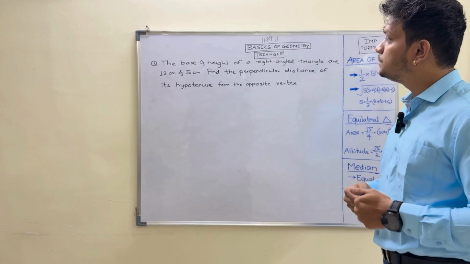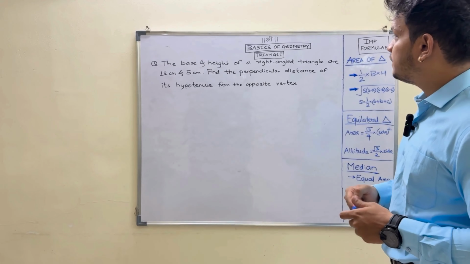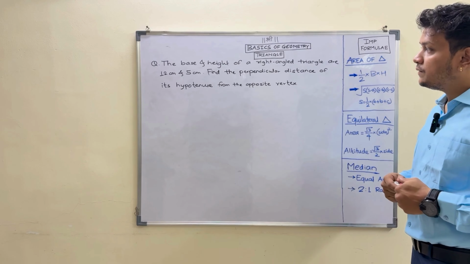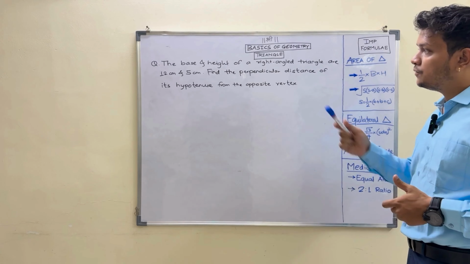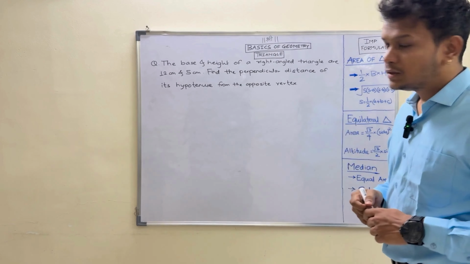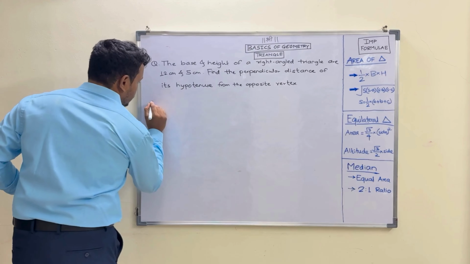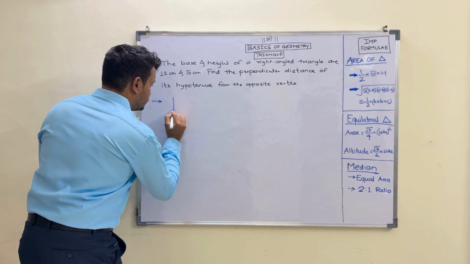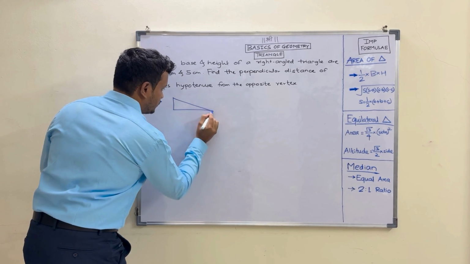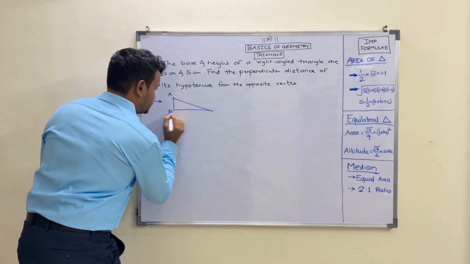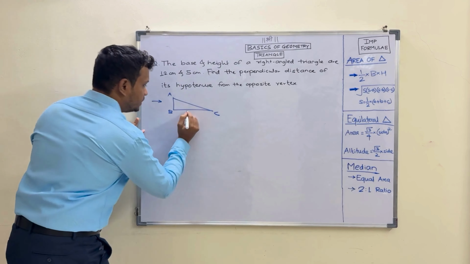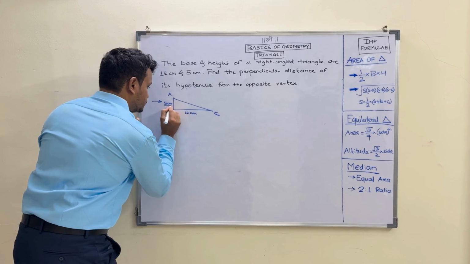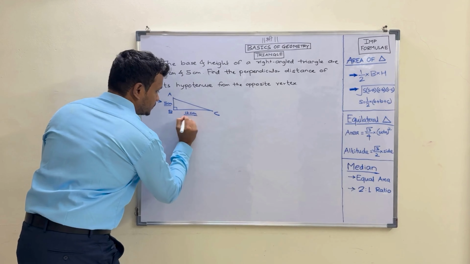I have one question here. The base and height of a right angle triangle are 12 centimeters and 5 centimeters. The question they have asked is to find the perpendicular distance of its hypotenuse from the opposite vertex. I'll just draw a triangle here quickly. It is a right angle triangle and they have given the base and height. I'll draw one triangle ABC. Its base is 12 centimeters and its height is 5 centimeters. And this is a right angle triangle, right?